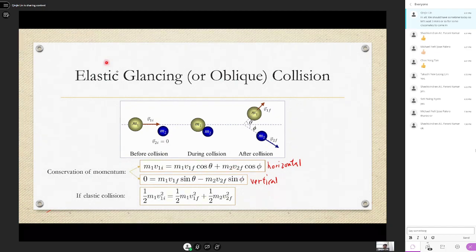And then because it's elastic, remember elastic is actually a keyword. When it's elastic, we can always write out this conservation of kinetic energy. If it's inelastic, then no such statement.